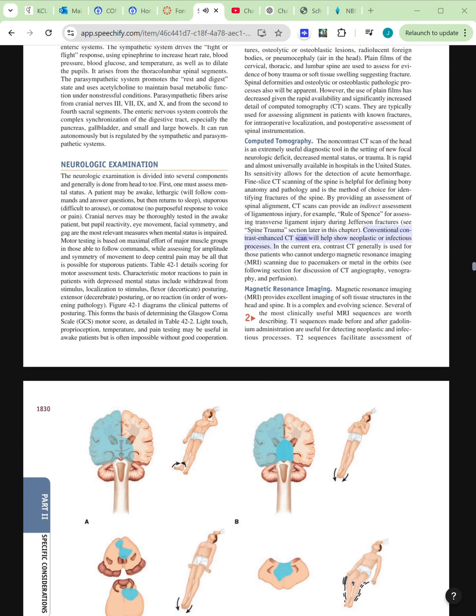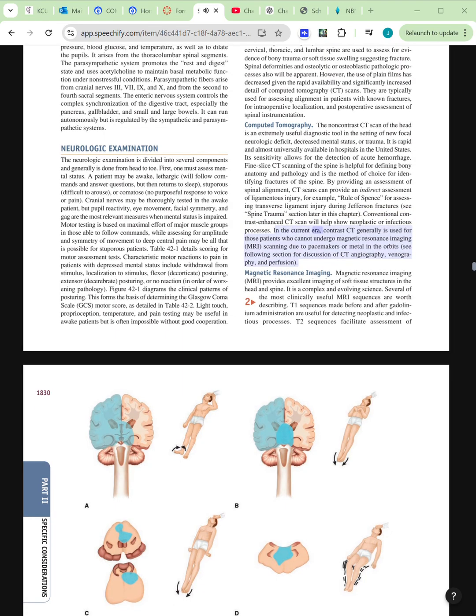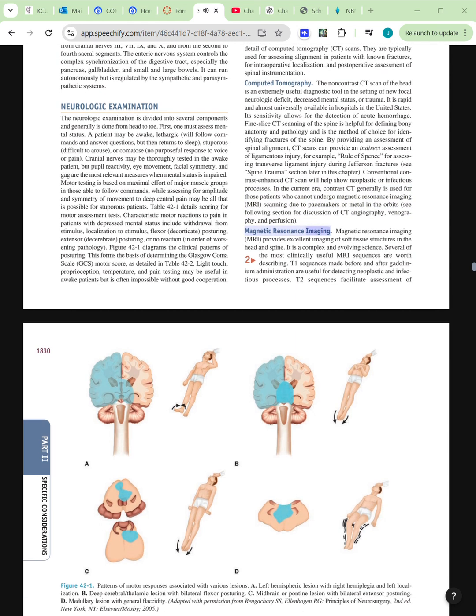Conventional contrast-enhanced CT scan will help show neoplastic or infectious processes in the current era. Contrast CT generally is used for those patients who cannot undergo magnetic resonance imaging scanning due to pacemakers or metal in the orbits. Magnetic resonance imaging.